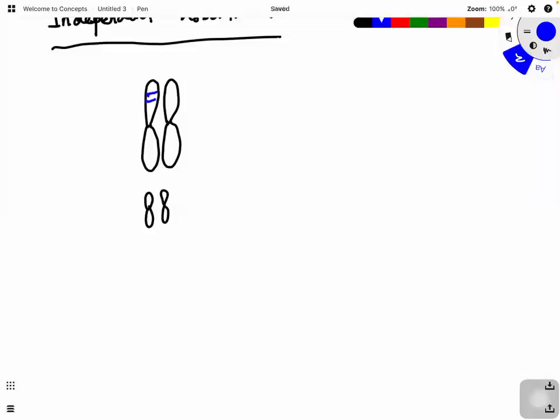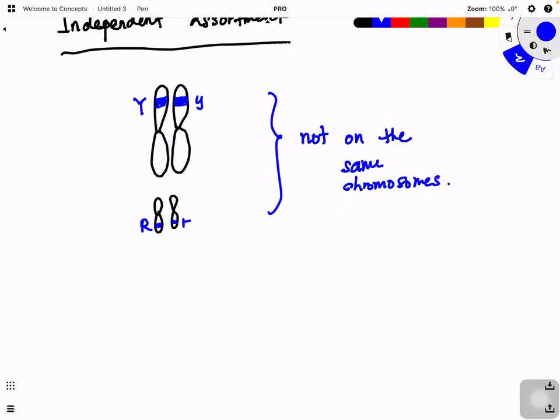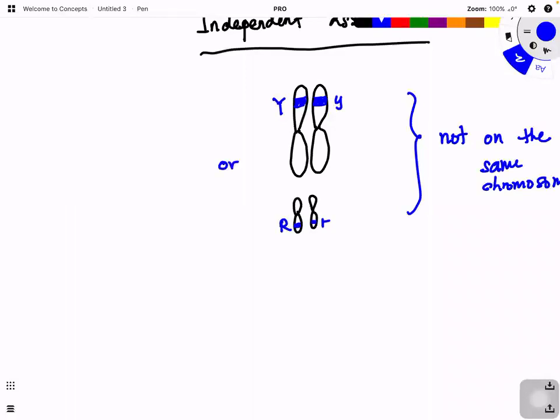So let's say big Y, small y, big R, small r. Can you see that? These 2 genes are not on the same chromosome. They must not be. Then only can you use independent assortment. So I can have this possibility or another possibility here. I can have a big Y, small y, and then small r, big R. I cannot control how they align.